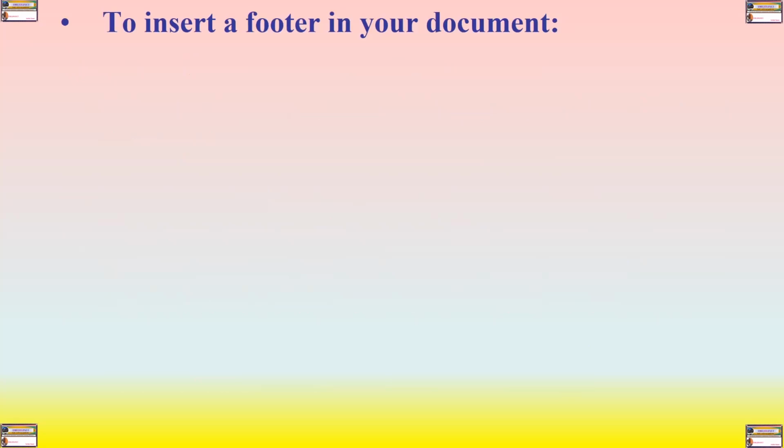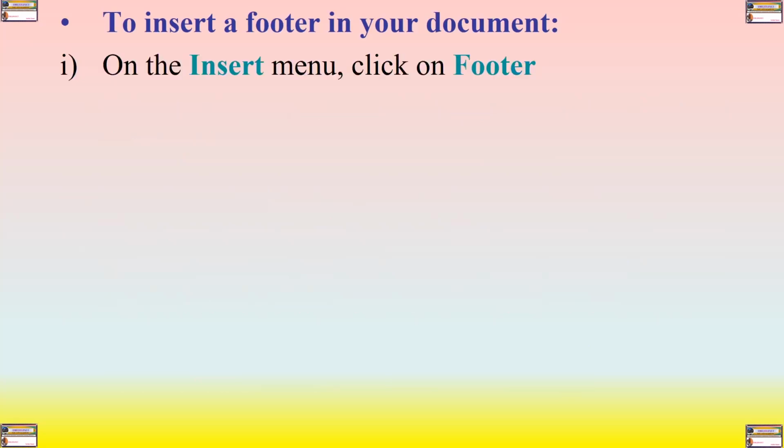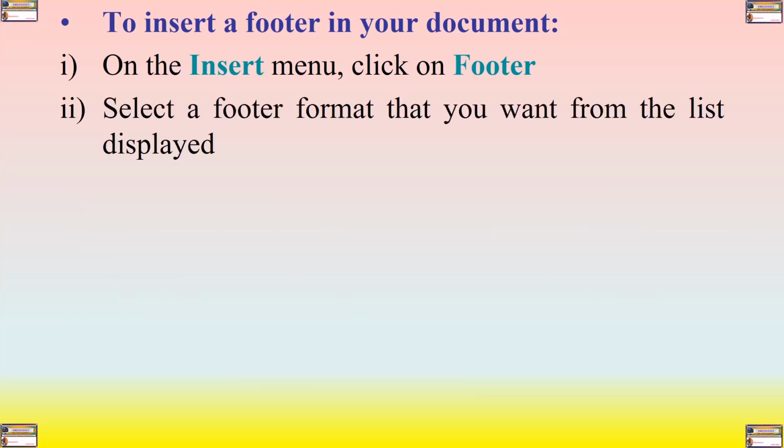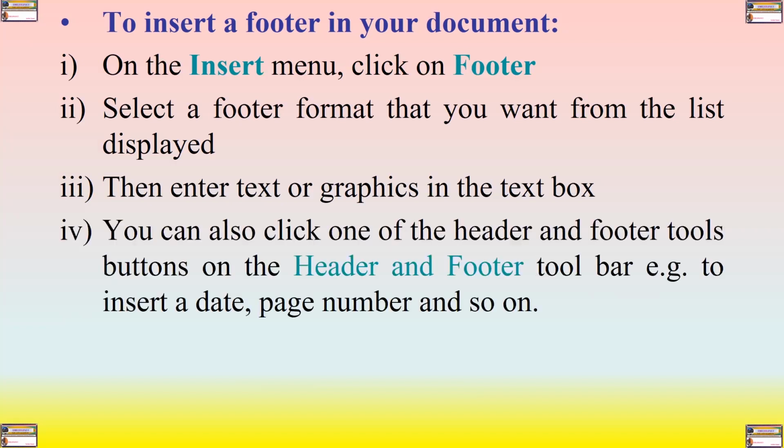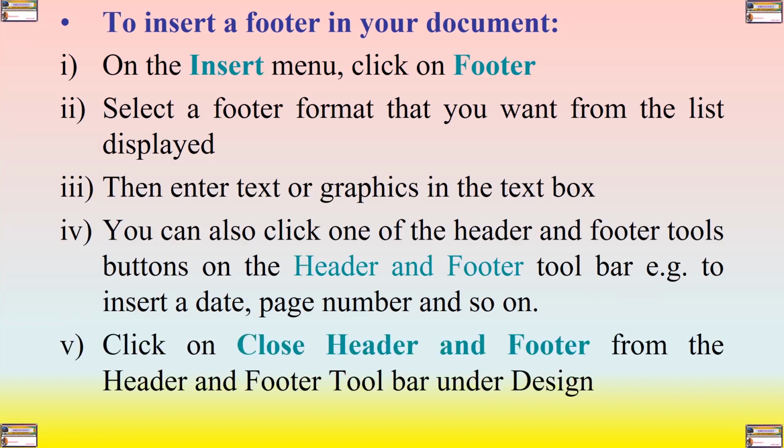To insert a footer in your document, on the Insert menu, you click on the footer. Then select a footer format that you want from the list displayed. Then enter text or graphics in the text box. You can also click one of the header and the footer tools buttons on the header and the footer toolbar, for example, to insert a date, page number, and so on as your footer. Then you click on the Close Header and the Footer from the header and the footer toolbar under Design.